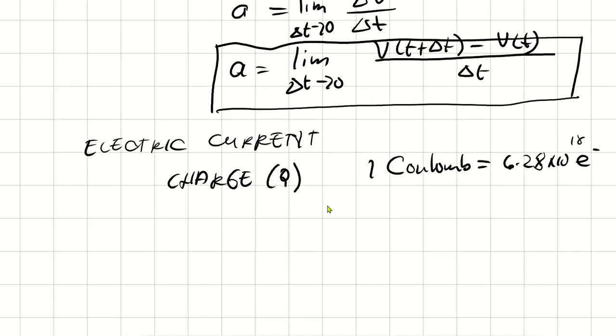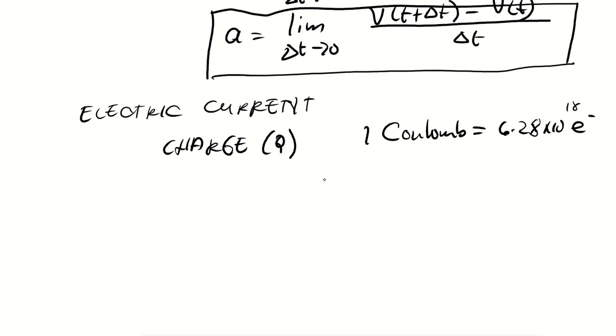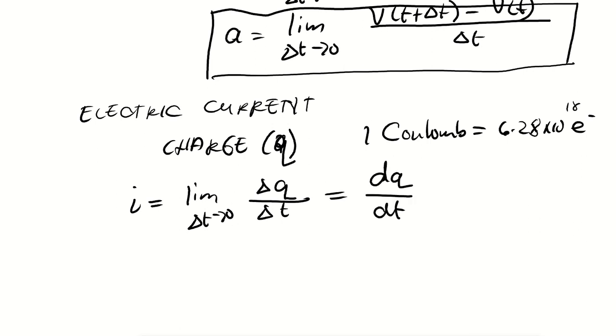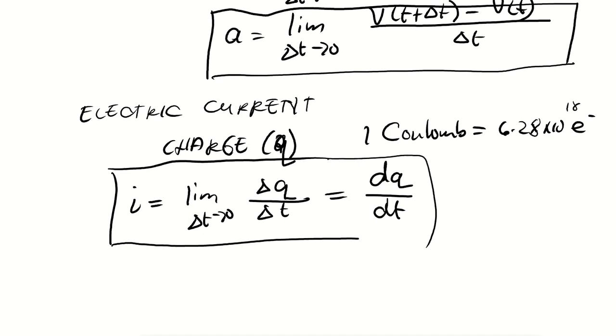If we want to determine the instantaneous current I, this will be equal to the limit of the change in q, so delta q with respect to time as delta t approaches 0. This is also the derivative of q with respect to time. Later on, in your higher courses, you will discuss this again in the application part.